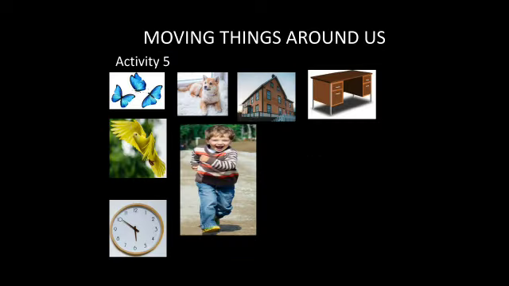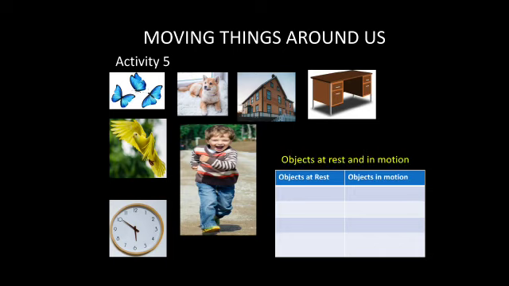Now let us perform one of the activities given in your book, activity number 5, page number 102. You can see some pictures are there. You can draw a table like this. In this table we will see which objects are at rest and which are in motion, right? So let us begin the activity looking at the pictures given here. Butterflies are moving, that means they are in motion. Then the dog is at rest, it is not moving, right?